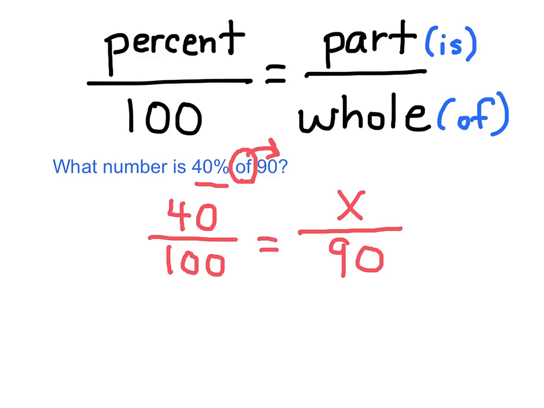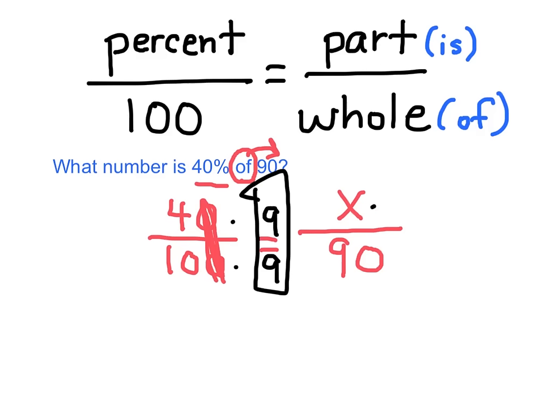Alright, so from here we can use our proportion solving skills. You could cross multiply and divide, or you could use the giant 1, which is what I like to do. Now in order to use the giant 1, 100 doesn't go into 90, so first of all I just reduce this. Reduce 40 over 100 to 4 over 10. Then I can use the giant 1, and because 10 times 9 would be 90, 4 times 9 would give me x. So 36 is the number that is 40% of 90.